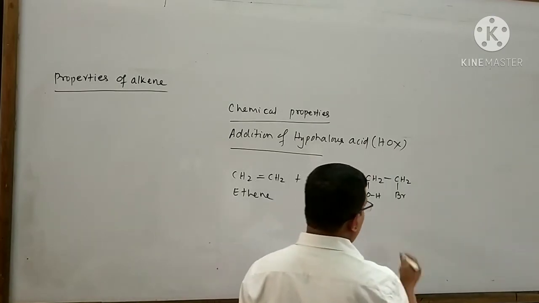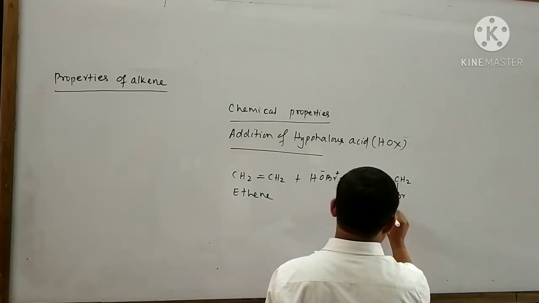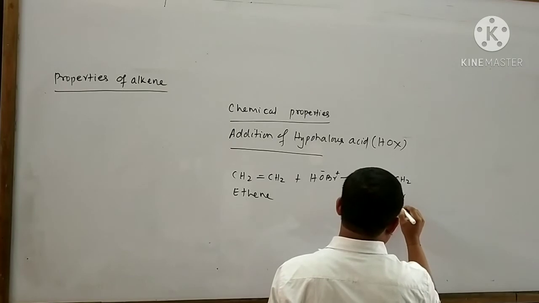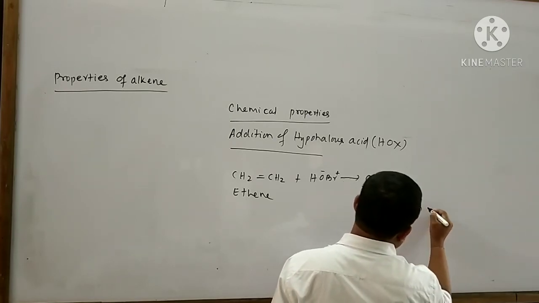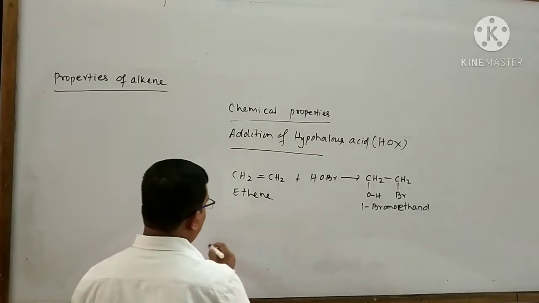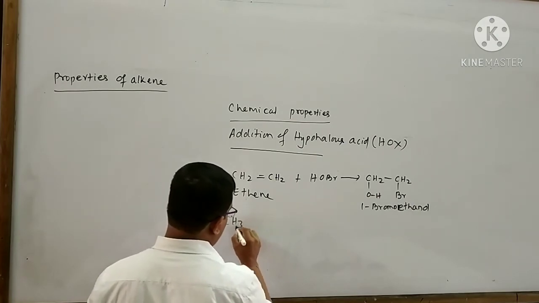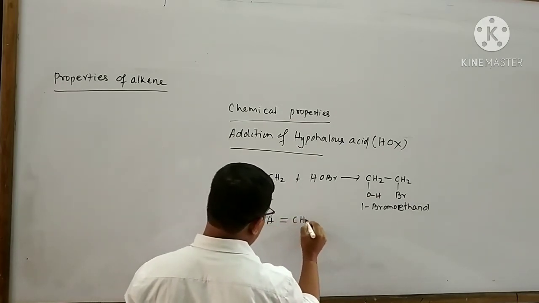The name of this product is said to be 1-bromoethanol. Similarly, take another example, CH3 bond CH double bond CH2.